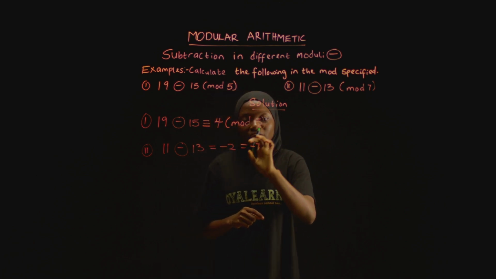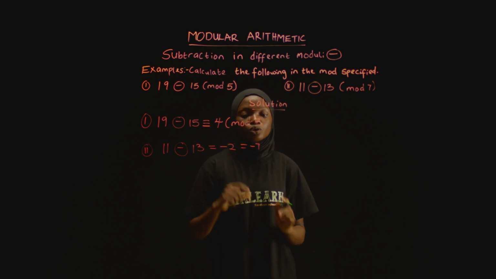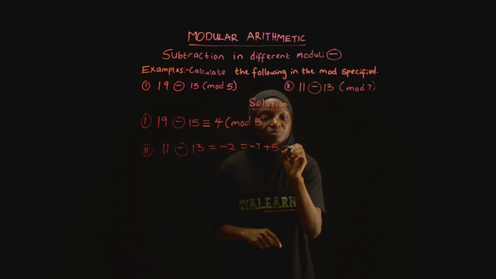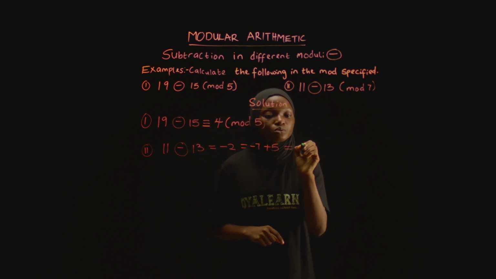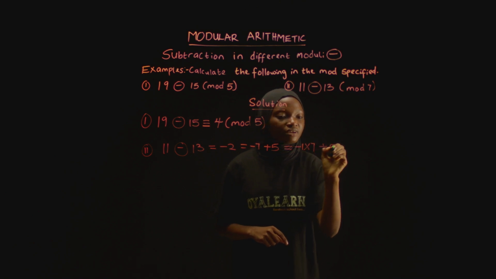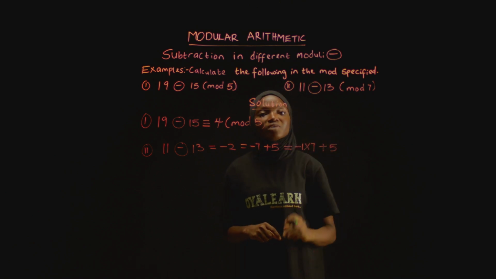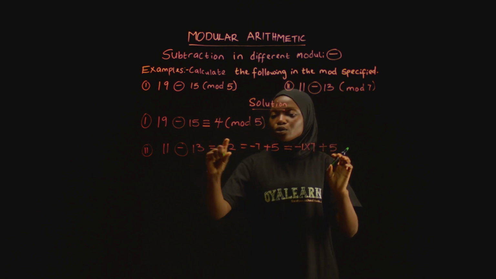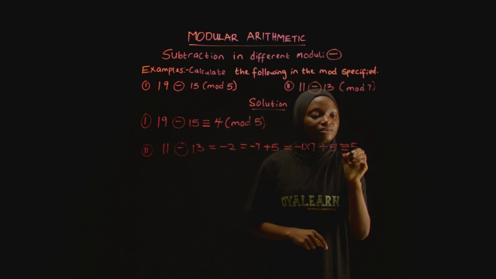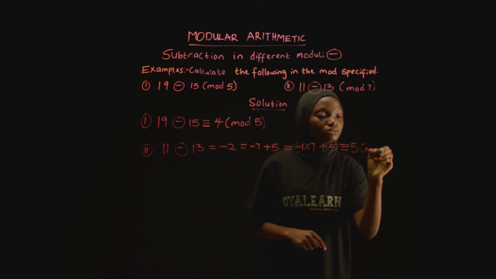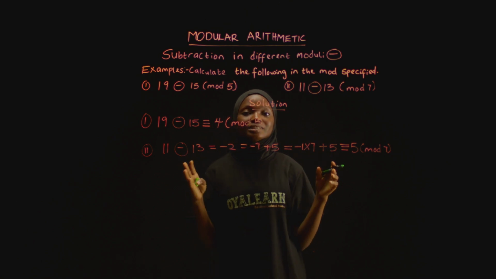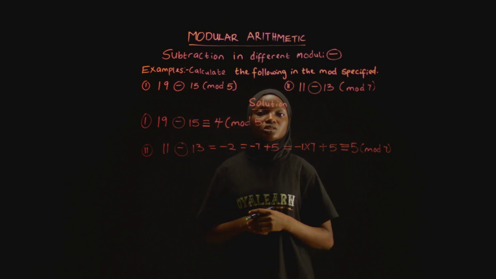What can I add to minus 7 to give me back my minus 2? Plus 5. And this minus 7 can be expressed as minus 1 times 7 plus 5. And this plus 5 here is what we have as our remainder. So minus 2 is equivalent to 5 in mod 7. And that's how to calculate this in the mod specified.